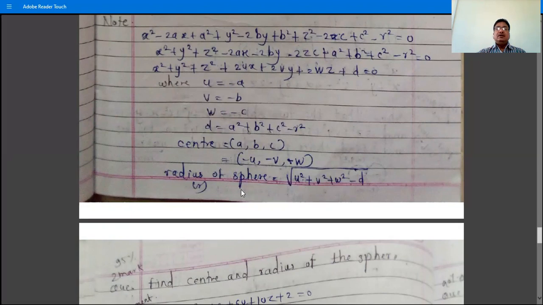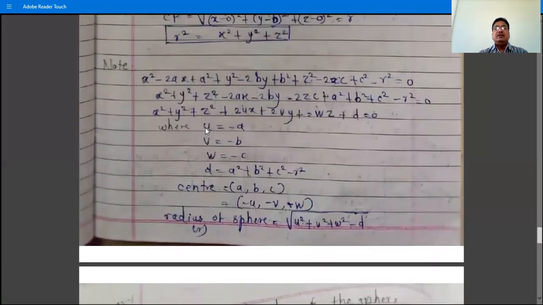And so in the new notation, what is the general form of the equation of a sphere? x square plus y square plus z square plus 2ux plus 2vy plus 2wz plus d is equal to 0. And if this is the general form of the equation of a sphere, then its center is (minus u, minus v, minus w), and the radius of the sphere is root of u square plus v square plus w square minus d.